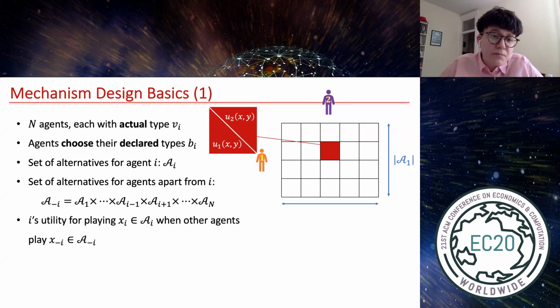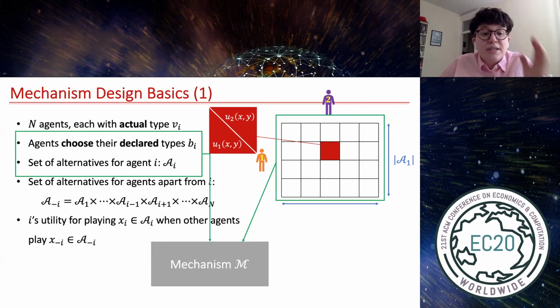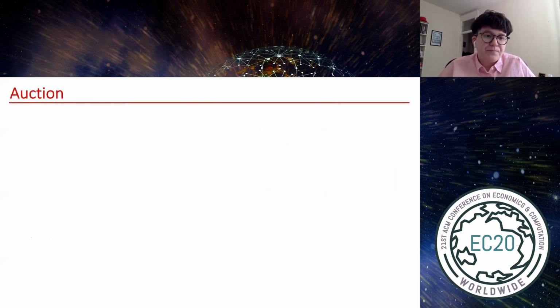Now, what is a mechanism? A mechanism, script M, takes as input the declared types of the agents and their set of alternatives, and spits out the outcome for each agent. I'd like to stress here that it's important that we never get to observe, as an assumption, the actual type v_i. By default, we will assume that we get declared types, which can be different than v_i.